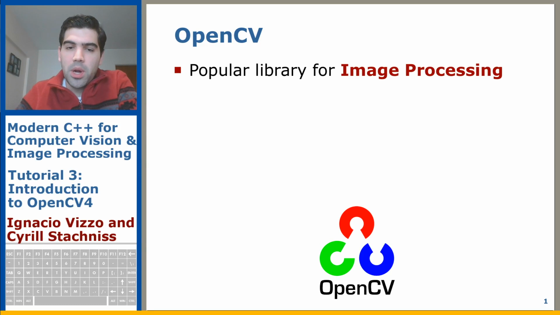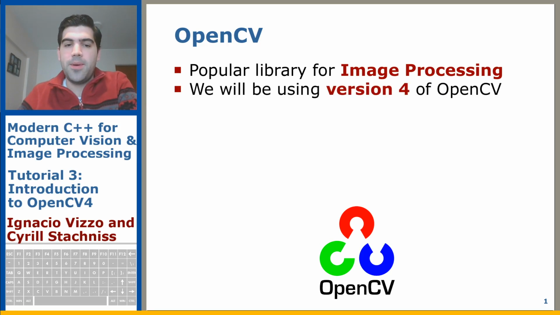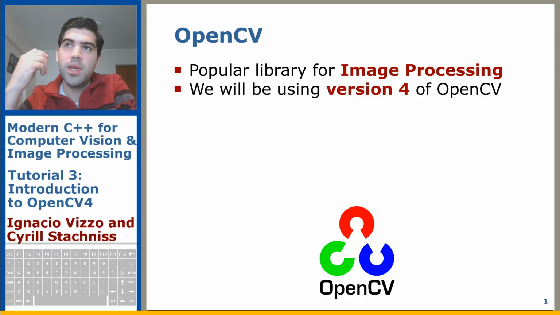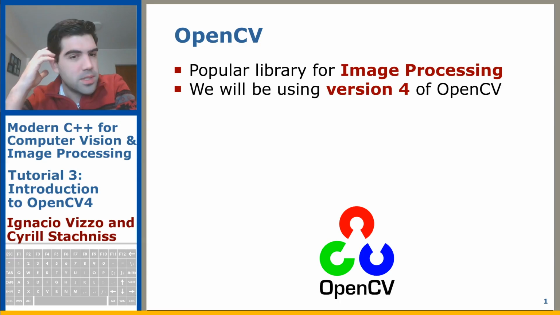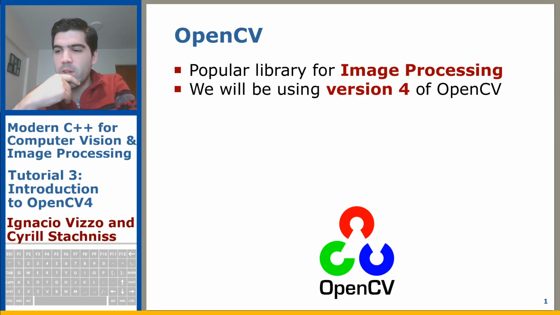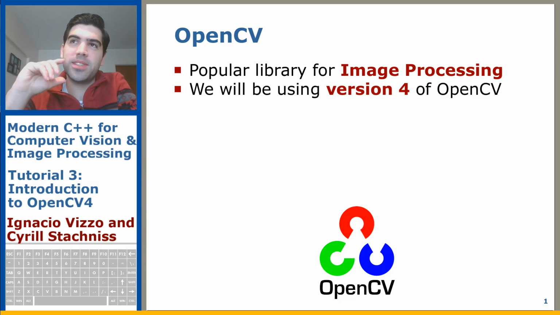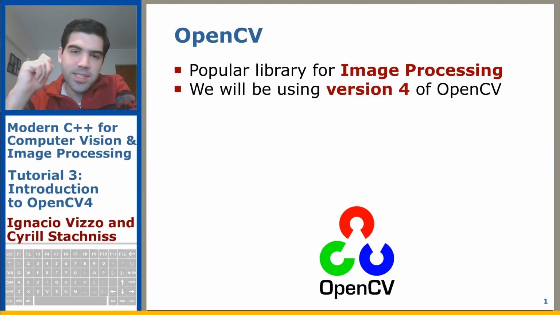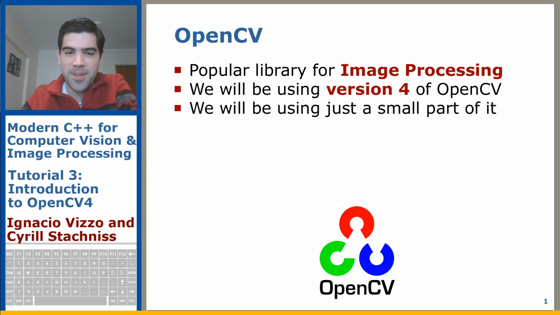OpenCV is a popular library for image processing. We are using version number 4 of OpenCV. It was released not too long ago, and the reason we're using this version is that it is the first version of OpenCV that fully supports C++11 compilers, and also it's a much more C++-like library. When they started developing the library, it was much more like a C-style library, and they are switching to C++ because it's just better.